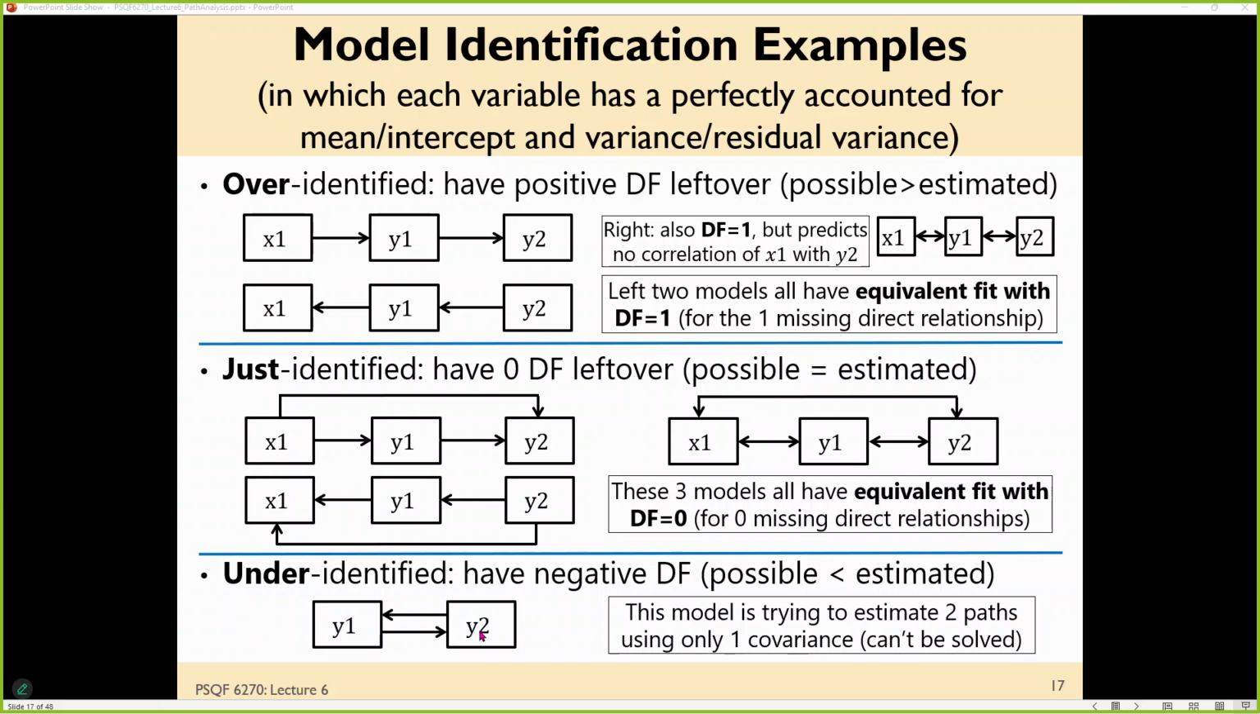And then this would be an example of under-identified because there's only one covariance between these 2 variables. There's no way to split it into 2 pieces. It's logically impossible.